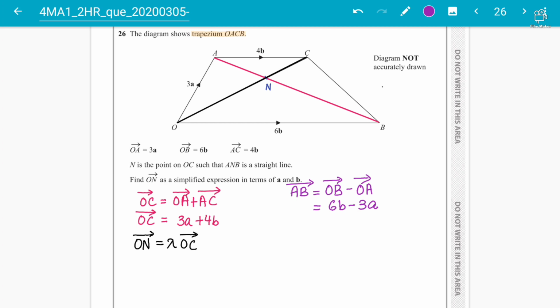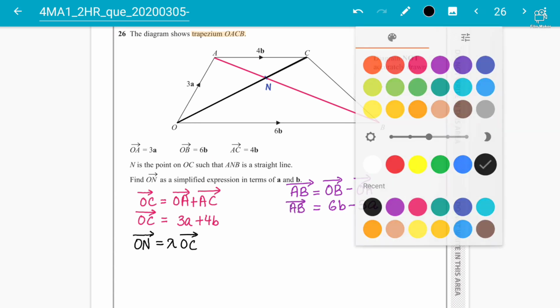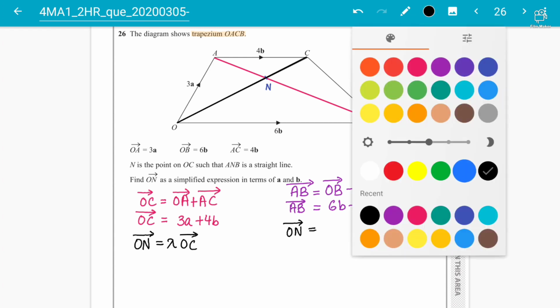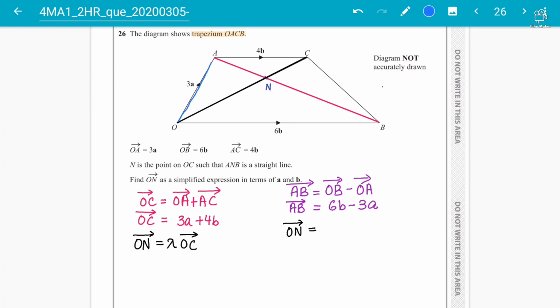That's where we got the AB vector as well, 6b minus 3a, so that is going to be our AB vector. Now, in order to make another ON, it's going to be very simple. Follow the diagram. I can say that ON can be OA plus AN, because we need two equations to solve. So that's how I can make the other equation: ON is equal to the OA vector plus the AN vector. That is very important.